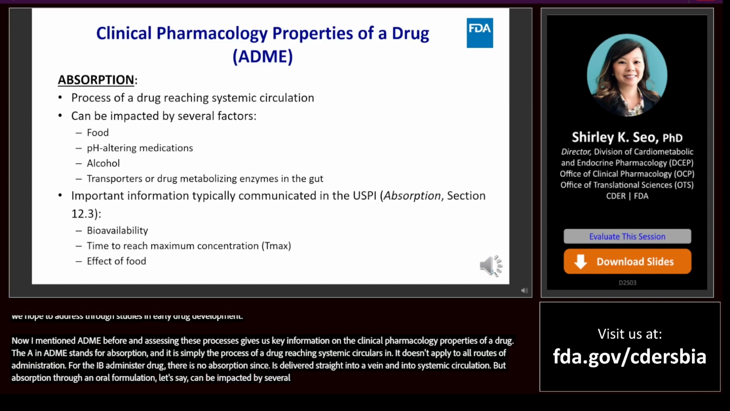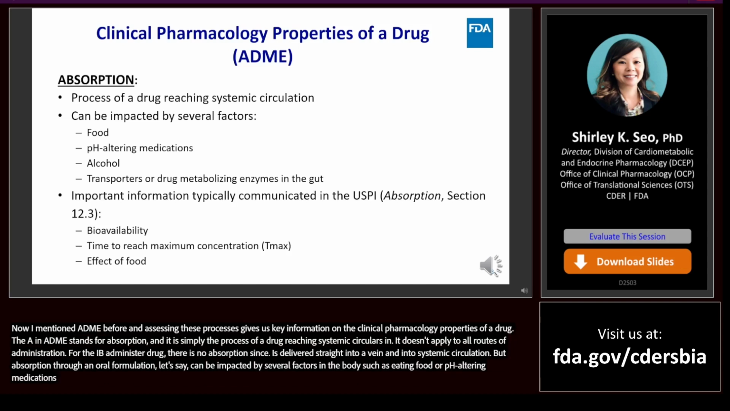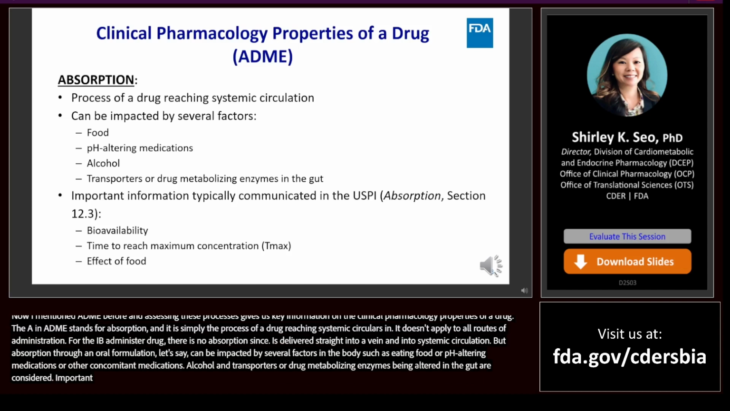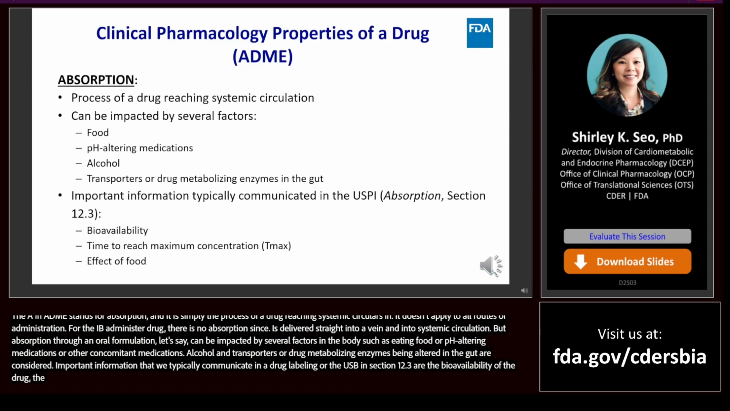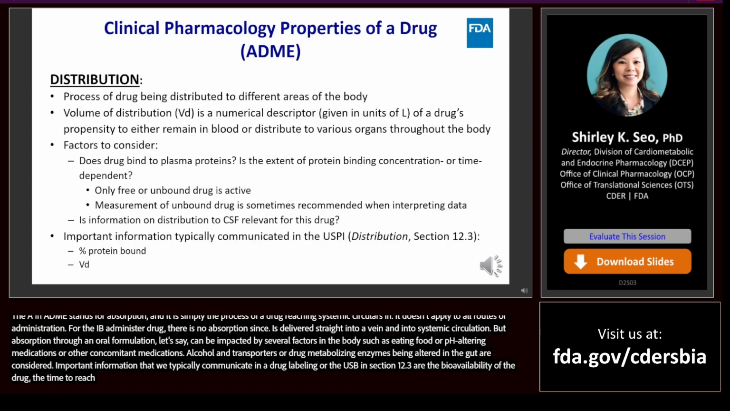But absorption through an oral formulation, let's say, can be impacted by several factors in the body, such as eating food or pH-altering medications or other concomitant medications, alcohol, transporters, or drug metabolizing enzymes being altered in the gut. Important information that we typically communicate in the drug labeling, or USPI, in section 12.3 are the bioavailability of a drug, the time to reach maximum concentration, or Tmax, as well as the effect of food.